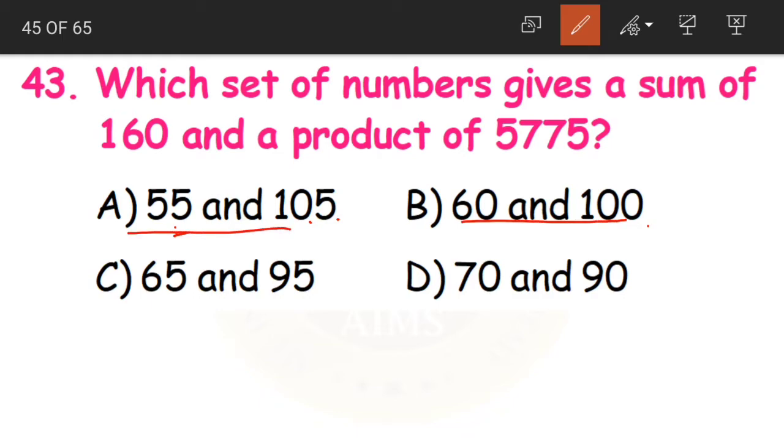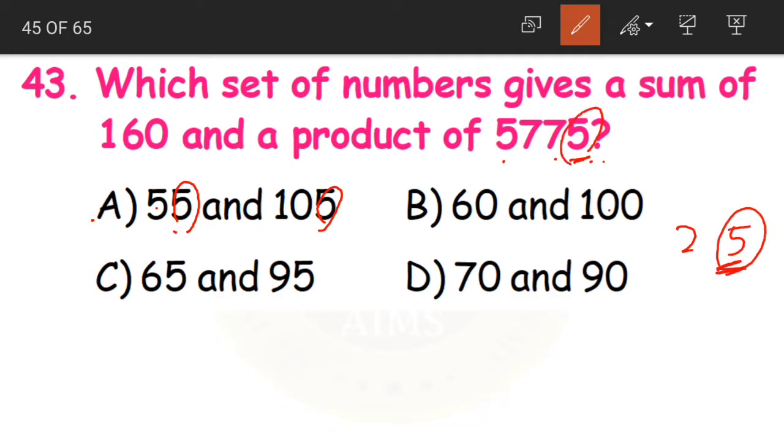We need to take each option and add to see whether the answer is 160, and then multiply to see whether the product is 5,775. It will be quite difficult for us to solve all four options. So what we can do here is, the product should be 5,775. If you look at option A, taking the unit places, 5 5s are 25. So what will come in the units place? 5. Even in the question we have 5 as our units place. So option A can be the answer.